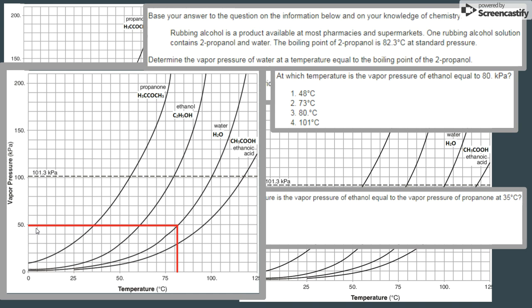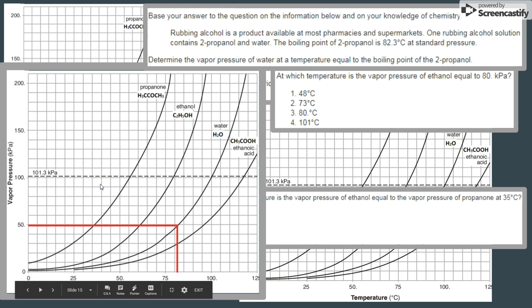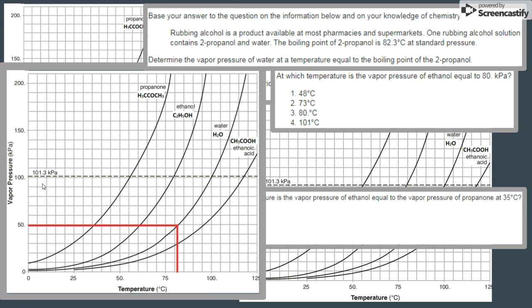So for problems like this, it's really important that you know how to use Table H and how to look up vapor pressures at corresponding temperatures, and know that this dashed line always corresponds to standard pressure, 101.3 kilopascals.